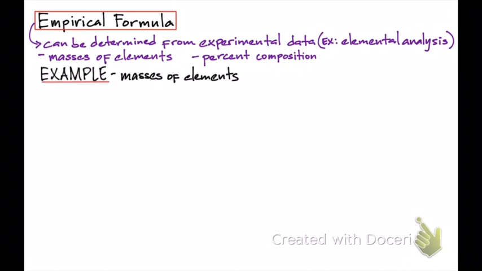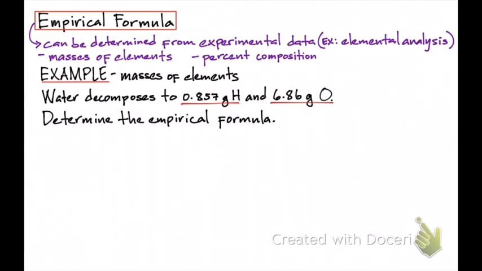Let's say that you performed the experiment and you were able to obtain the masses of all the elements that are present in that compound. Let's make it simple, and we're looking at water. According to your data, water decomposed to 0.837 grams of hydrogen and 6.86 grams of oxygen. So we have the mass. That's our data. Determine the empirical formula. How do we do that?